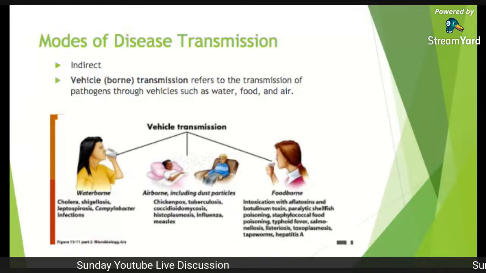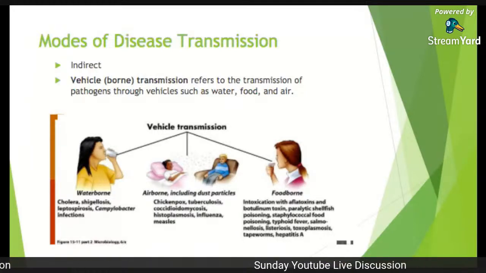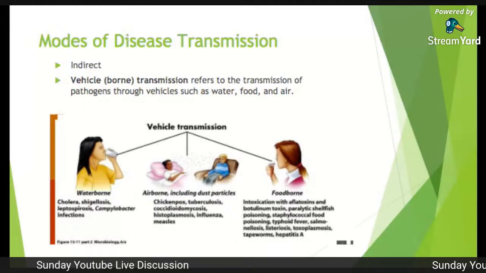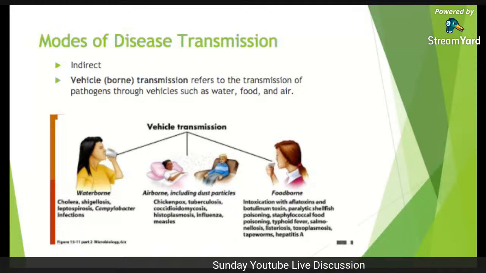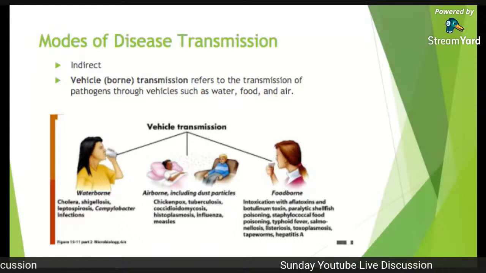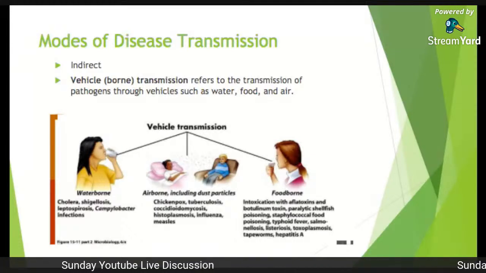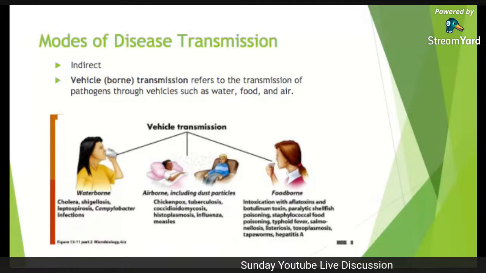Some examples of waterborne would be things like cholera, Shigella, leptospirosis, campylobacter, things like that. These are actually organisms that will live in water. They're usually enteric, which means they come from something's digestive tract, whether it be human or other animal. And they live in water and wait for a host to come by and consume that water. And this is how the person becomes infected.